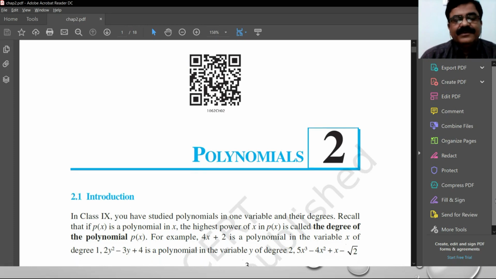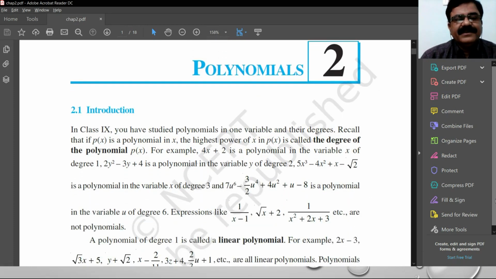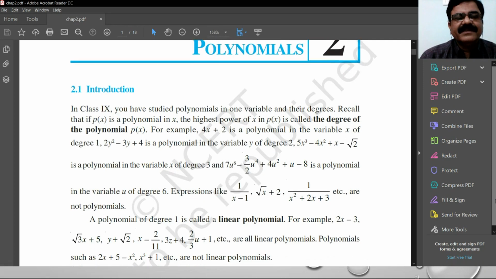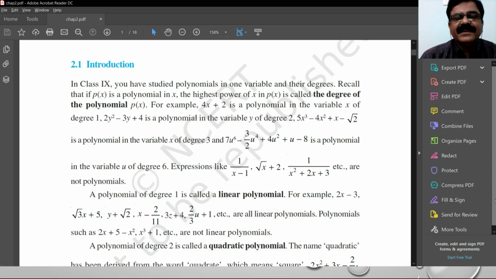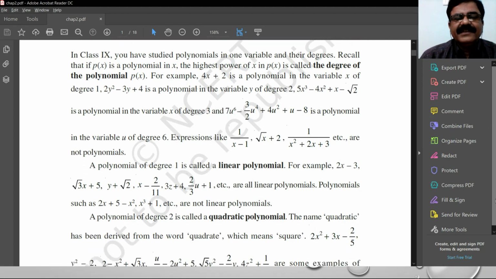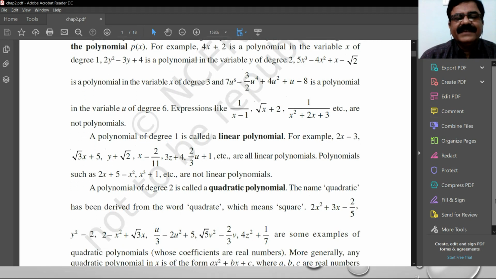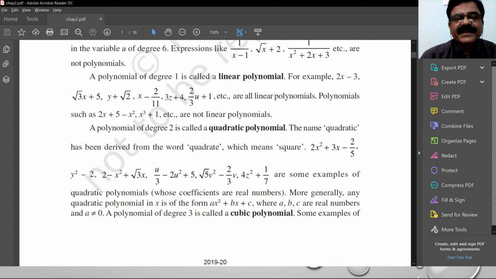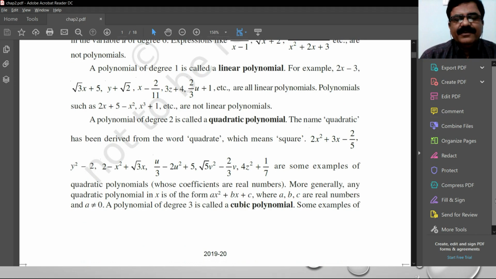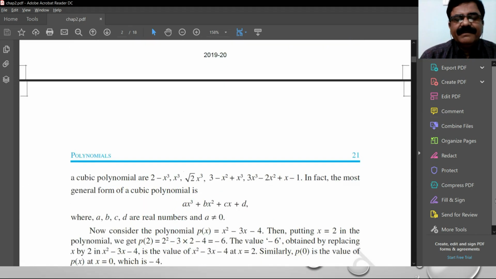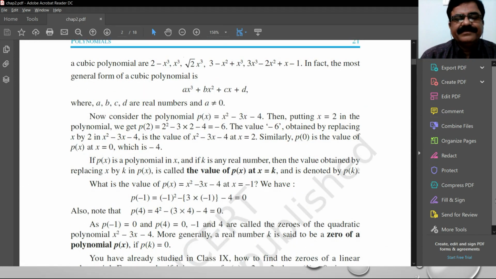Students, you come to our NCERT book. Already we have discussed the degrees of the polynomials and you are seeing the different types of polynomials as linear polynomial, quadratic polynomial, cubic polynomial and biquadratic polynomial.